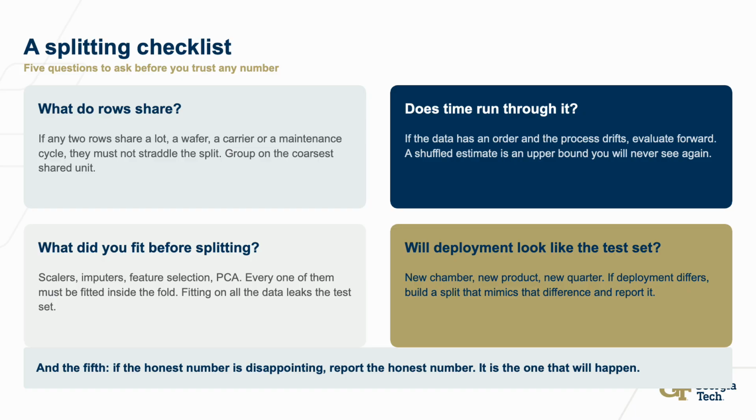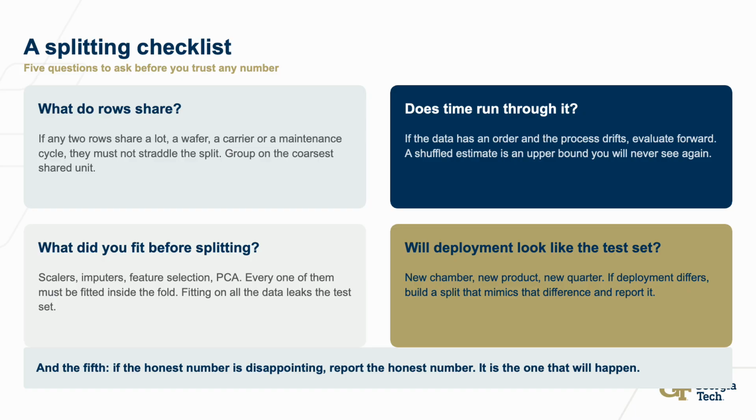Will deployment look like your test set? Each new chamber, new product, new quarter. If deployment differs from your test set in a way you can name, build a split that mimics the difference and report it. That is what leave one chamber out was.